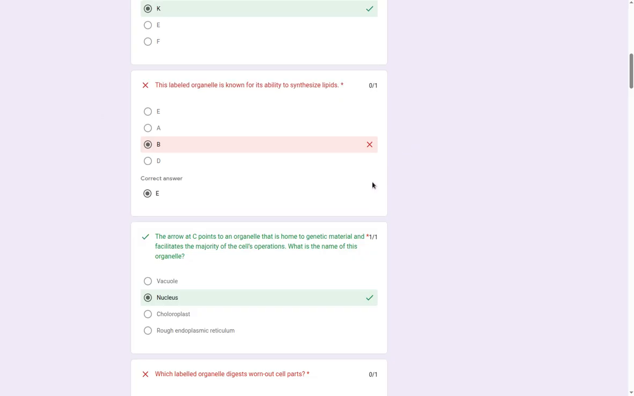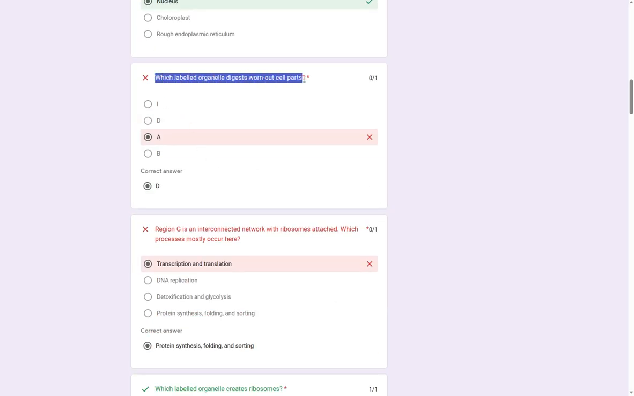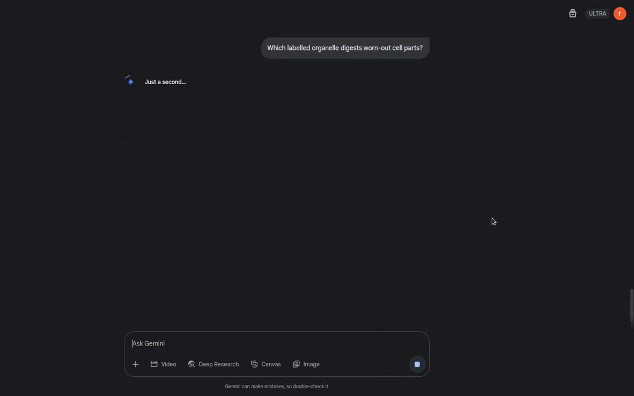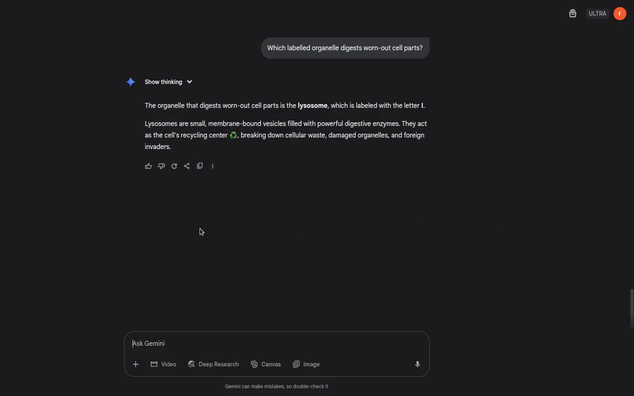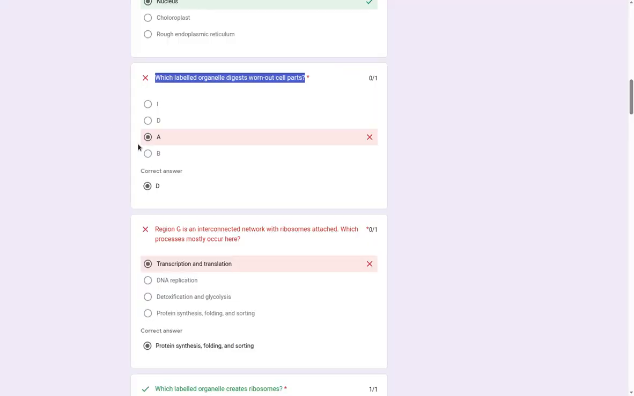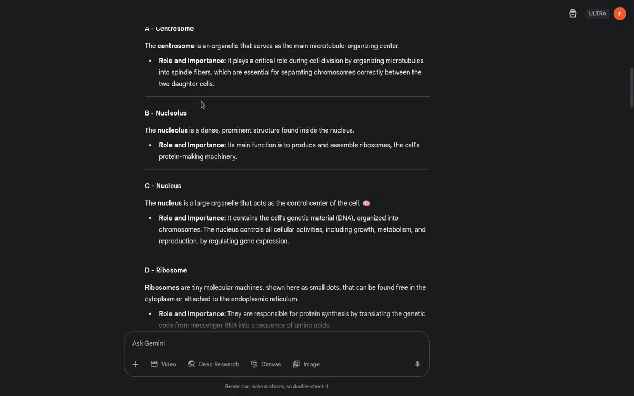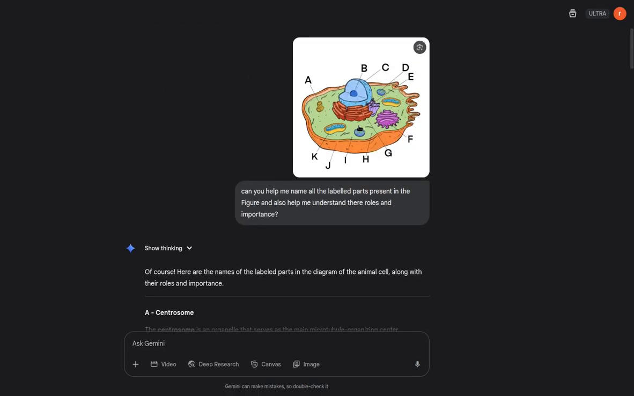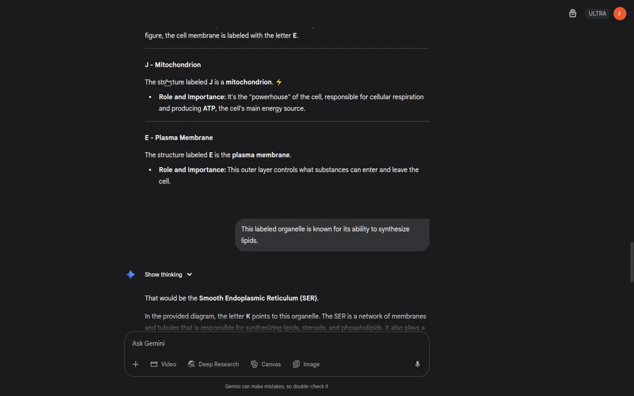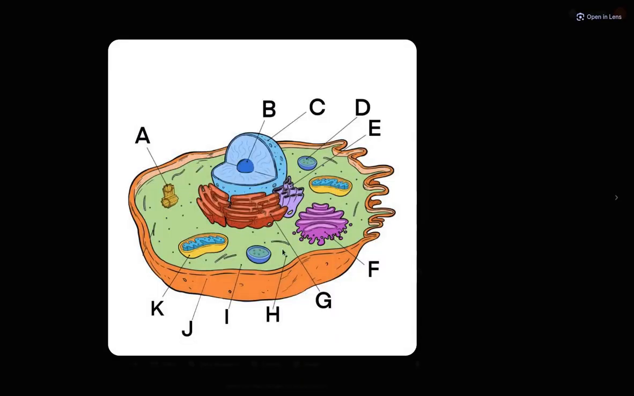Let's see what we have done. Let's ask, which labeled organelle digests worn out cell parts? So okay, that's the lysosome. So it is given the answer D. So lysosome is D. So these structures are the lysosome. Yeah, it's saying I, but I is not pointing towards this. I is pointing there, not here. So that's a mistake. Okay, got it.